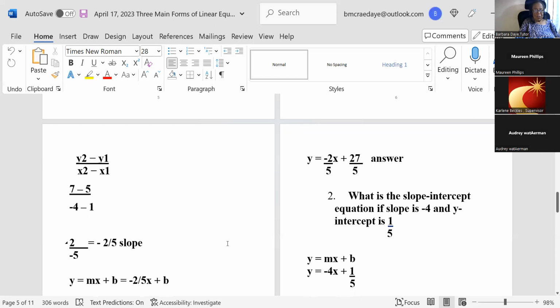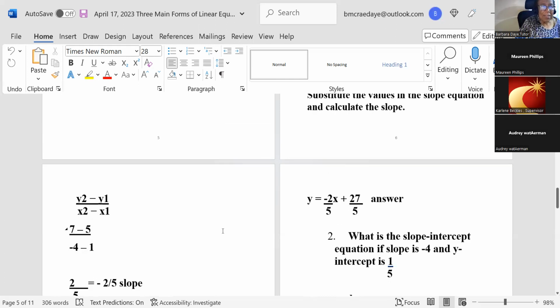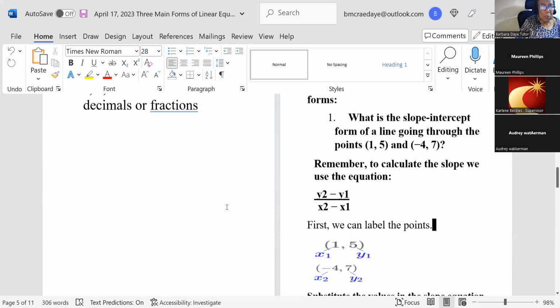Questions? Questions on finding the slope using the 2 points? Because we're looking for the slope-intercept form of a line. That means we're looking for y equals mx plus b.